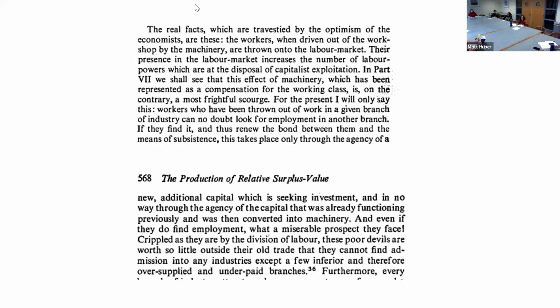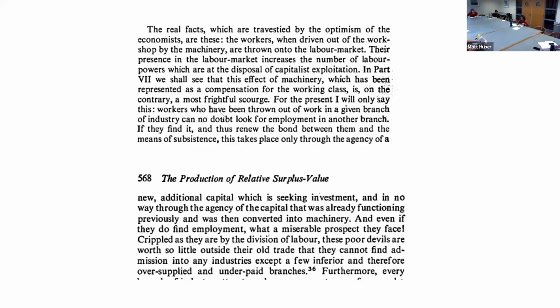So he says, the real facts, which are travestied by the optimism of the economists, are these. Here's where he's like, here's the real facts, people. The workers, when driven out of the workshop by machinery, are thrown into the labor market. Their presence in the labor market increases the number of labor powers which are at disposal for capitalist exploitation. In part 7, we shall see that this effect of machinery, which has been represented as compensation for the working class, is on the contrary a most frightful scourge.